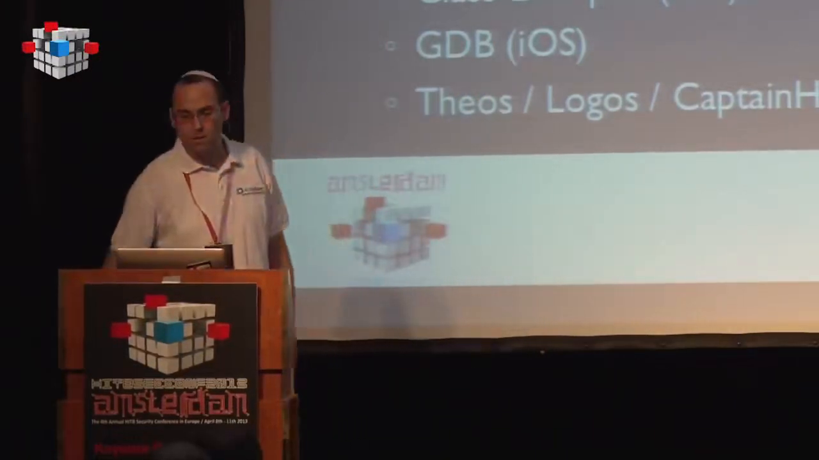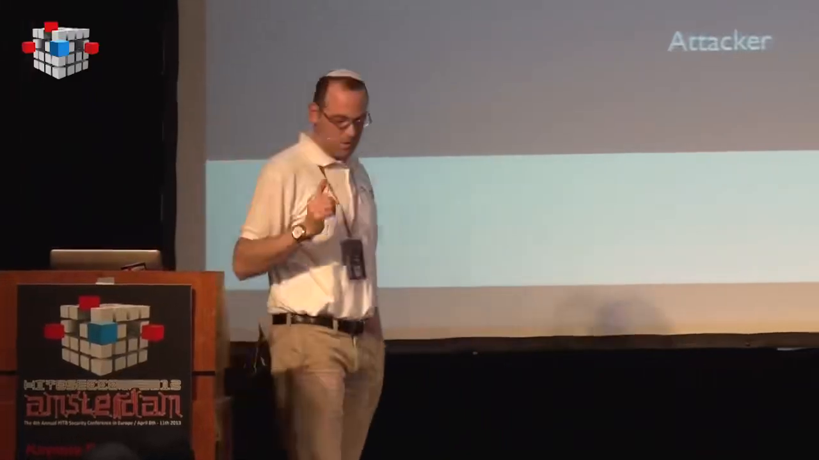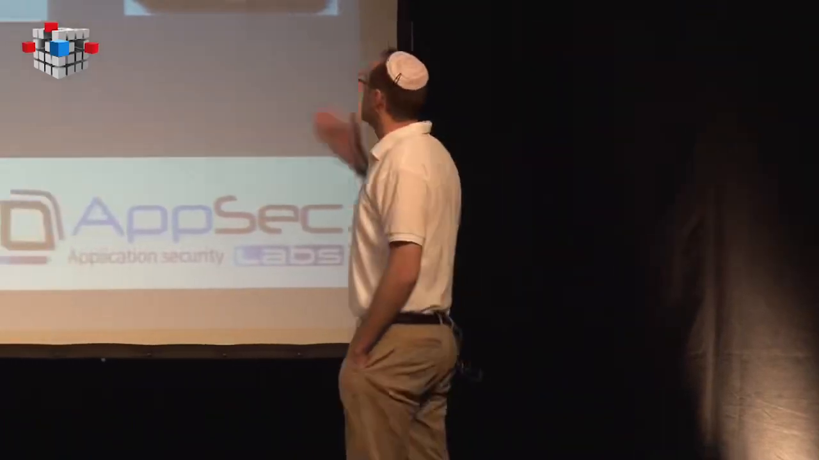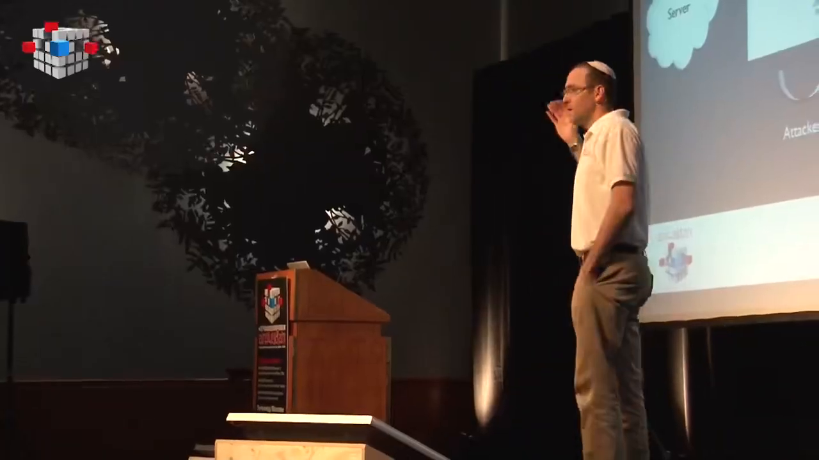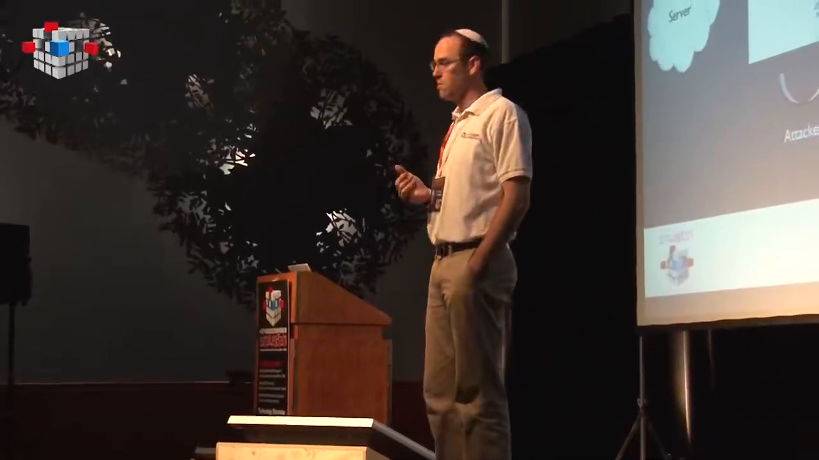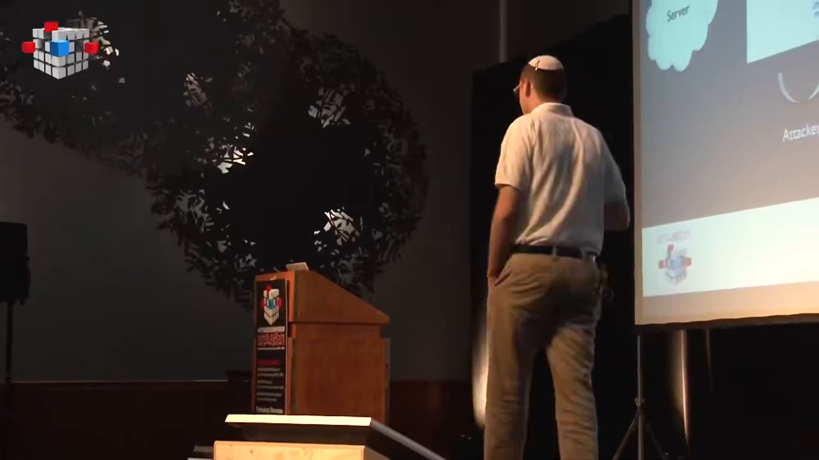So if we're having a look at the typical setup for a black box test, we see something similar to this specification. We have the mobile device. It sits behind a Mallory or other TCP rerouting scheme. We have our proxy, our main attacker tool, maybe a scanner, and we have the application talk to the server endpoints via our interception and examination. Okay, this is nothing new. This is a normal setup.